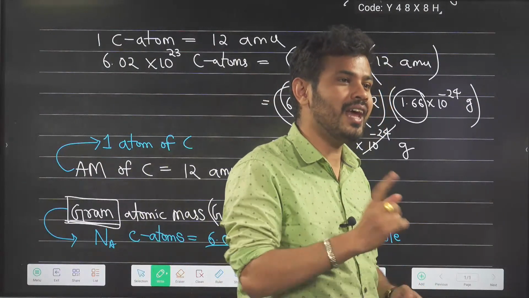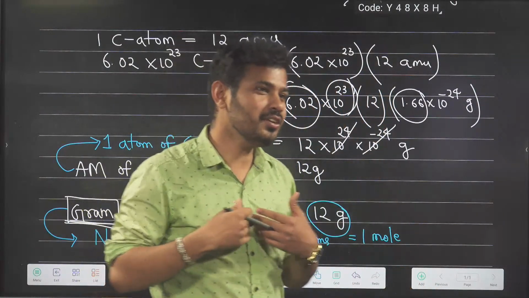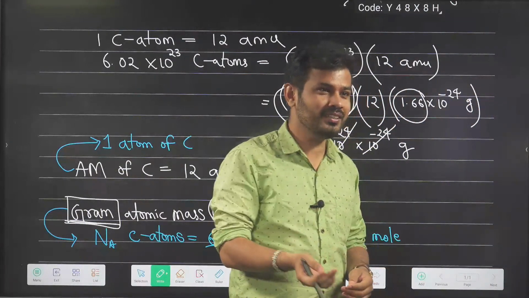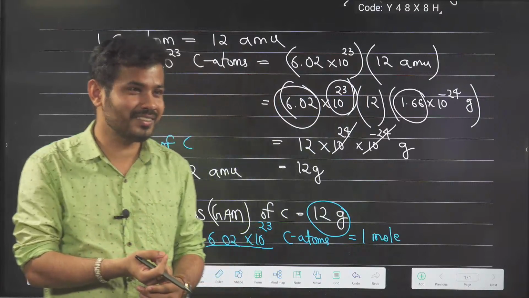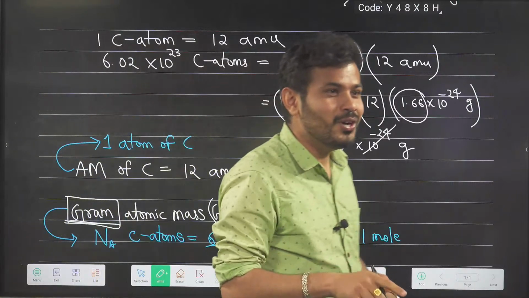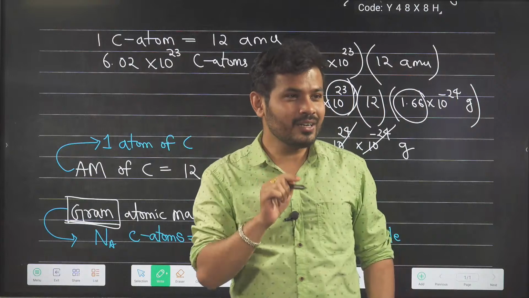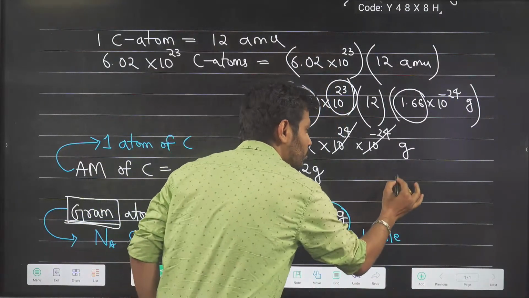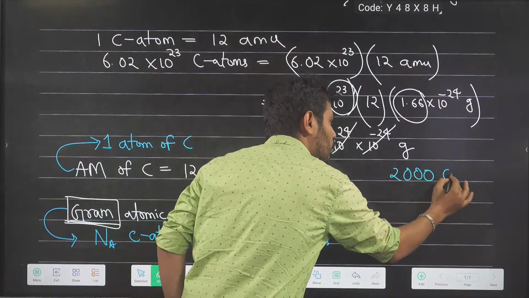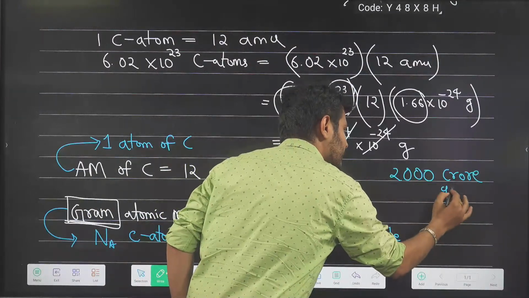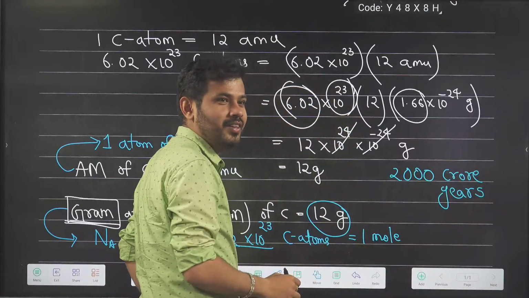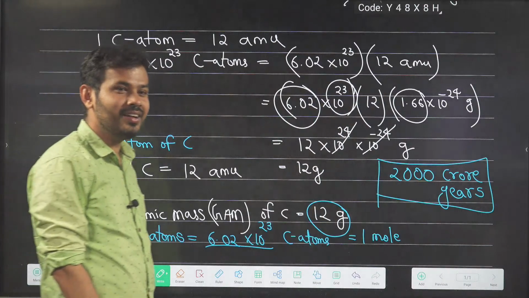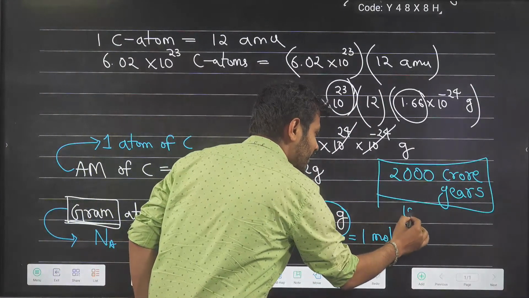If you are spending 10 lakh rupees per second, consider that you are now Ambani. Okay, you are more than Ambani. You are spending 10 lakh rupees in 1 second. Try to imagine. Then also, you will require 2000 crore years of time. How much is it? 2000 crore years of time is going to be required to spend 1 mole of rupees.